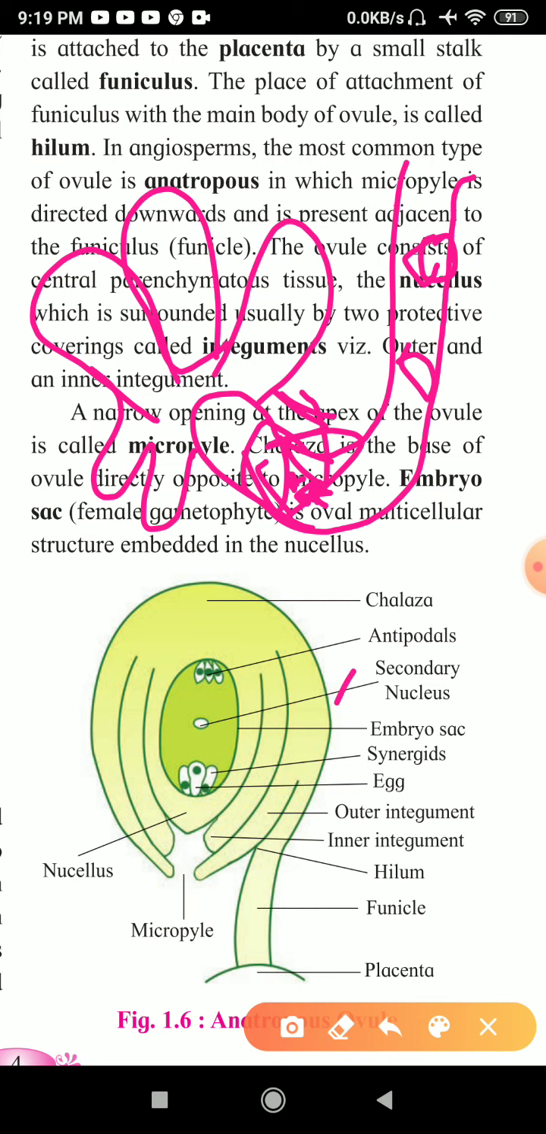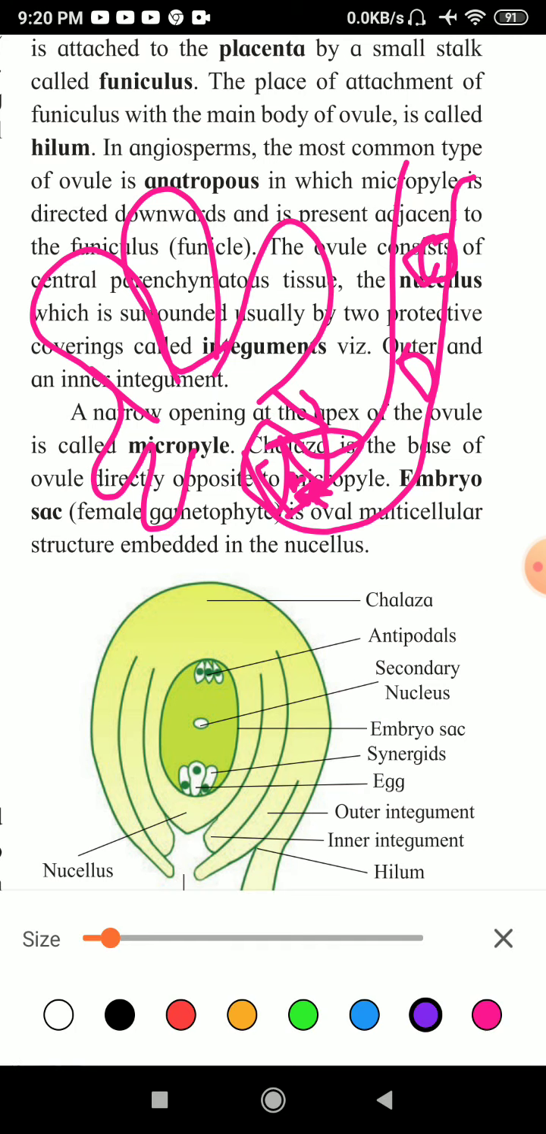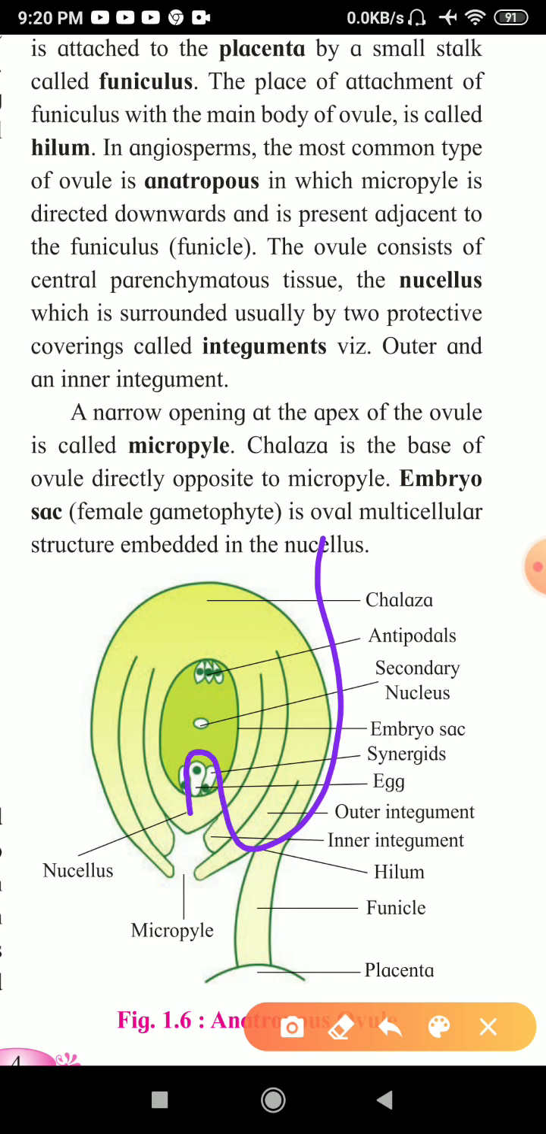As a result, the pollen tube is transferred inside the embryo sac. Suppose this is the pollen tube, then the tube nucleus degenerates. This is the first male gamete, this is the second male gamete. The first male gamete fuses with the egg cell. This is called the first fertilization. And the second male gamete fuses with the middle cell. The middle cell is called the secondary nucleus.